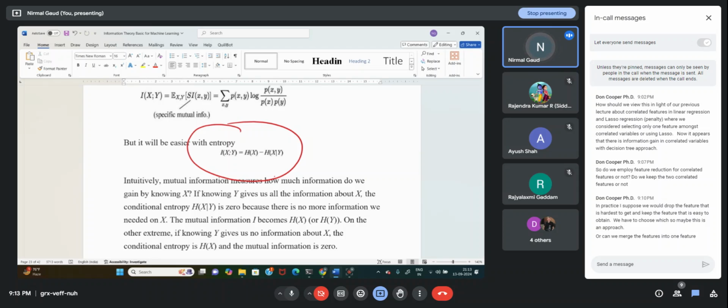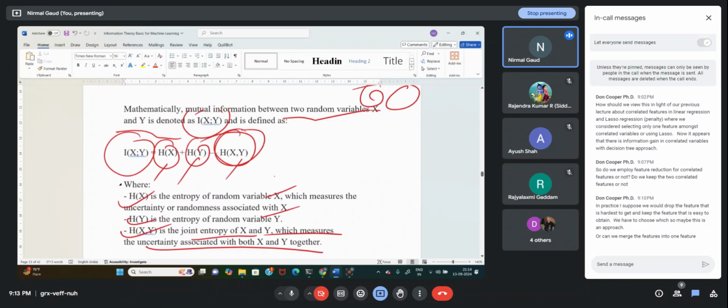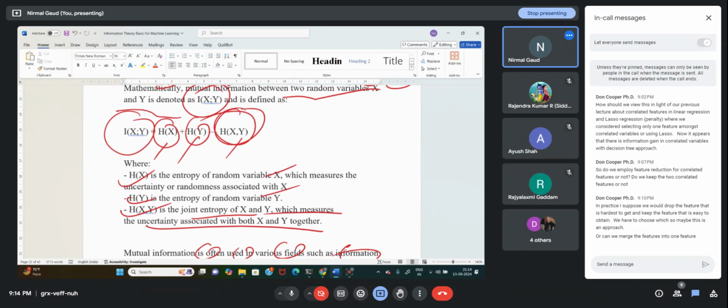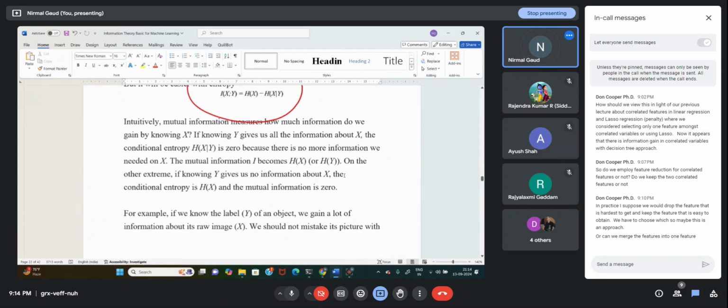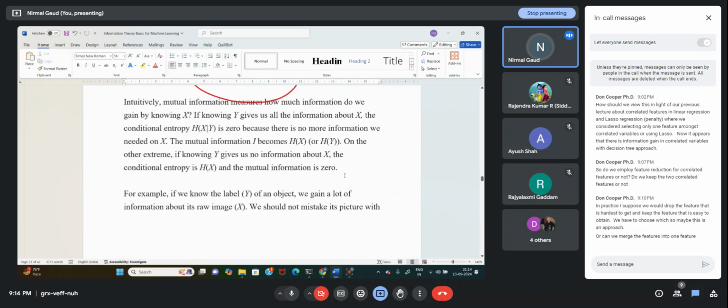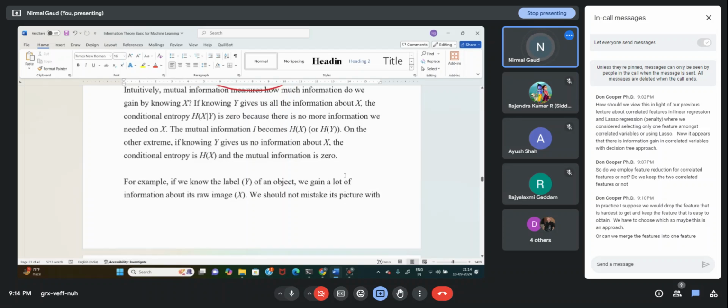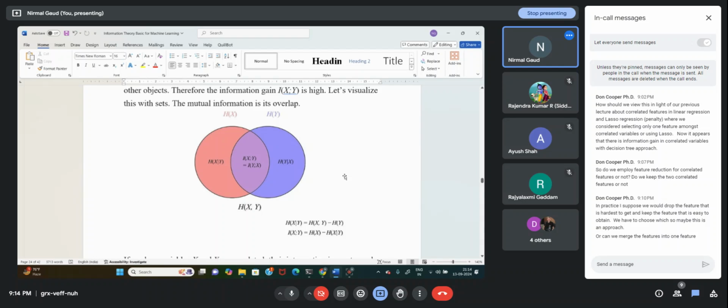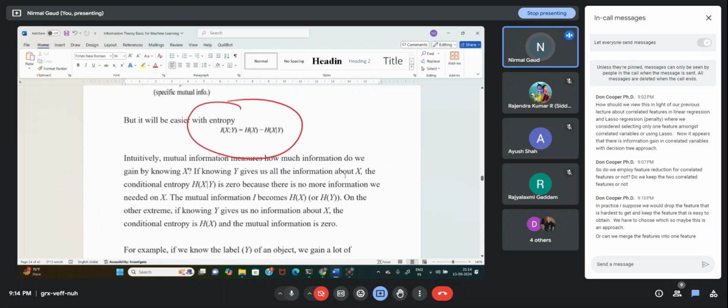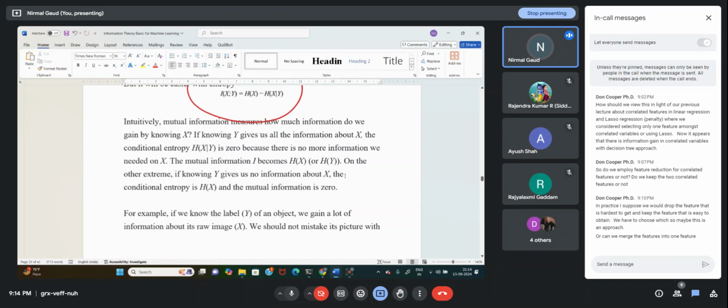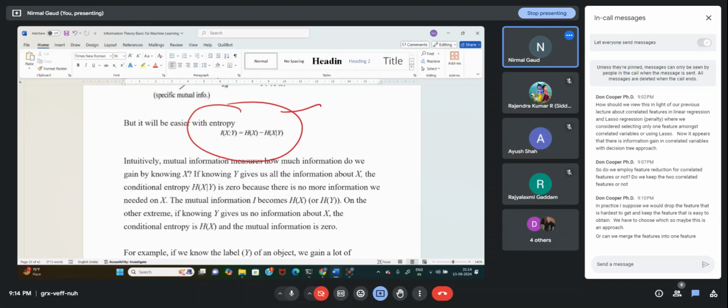Information gain is equal to entropy of X minus joint entropy of the system. Now let's see. Here is the diagram, and in some places you can see conditional entropy is also mentioned, because in the formula above, joint entropy is mentioned. In this formula, conditional entropy is mentioned.